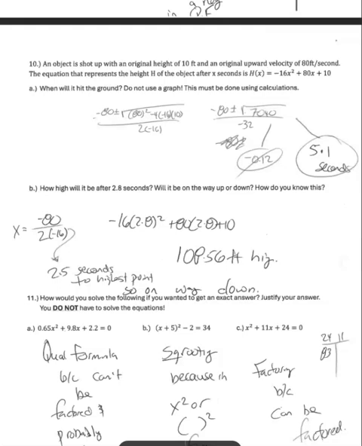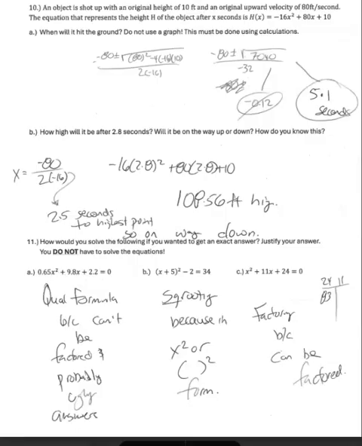The next one says, how high will it be after 2.8 seconds? All you have to do is substitute in 2.8. You find out that it is 108.56 feet high. And then it says, will this be on the way up or down? Well, the way you figure that out is find out where the highest point is using axis of symmetry formula, which is 2.5 seconds. So is it before 2.5 seconds or after 2.5 seconds? 2.8 is after, so it's on its way down.